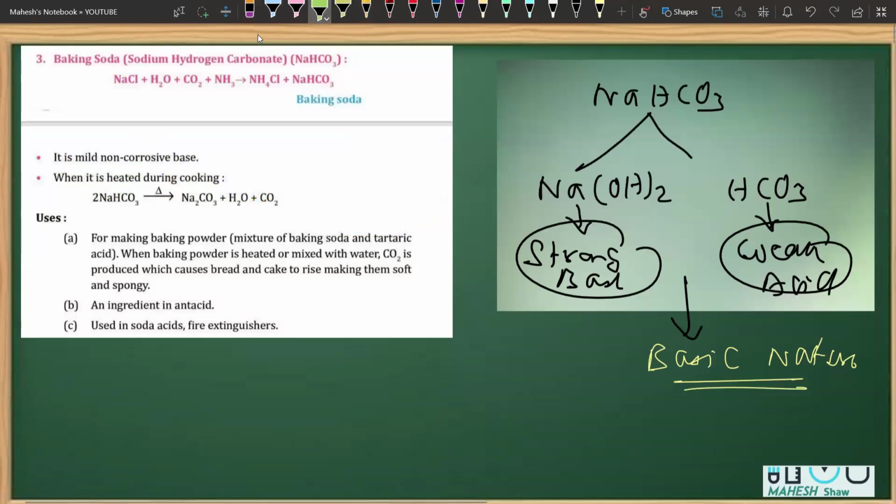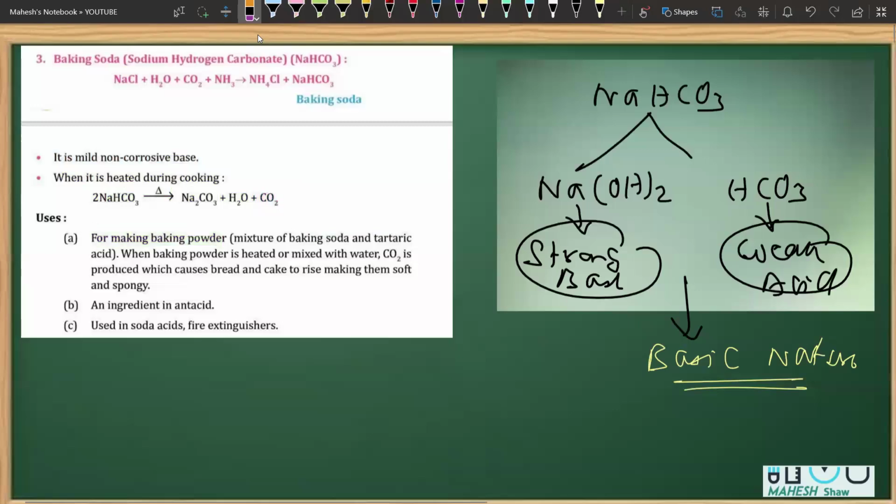But anyway, we have to remember that when sodium hydrogen carbonate is mixed with the dough, or otherwise also if it is heated, it decomposes to give sodium carbonate, water, and carbon dioxide. Carbon dioxide escapes making holes, and that's why we use it in the bakery. So when it comes to its uses, we should know about baking powder, which is nothing but a mixture.